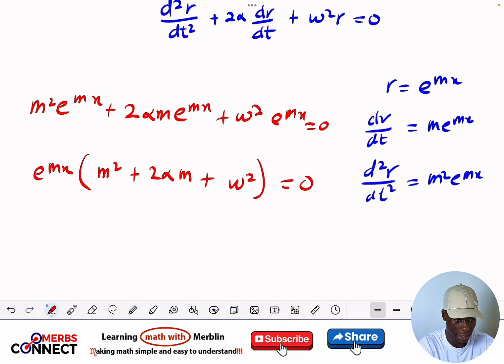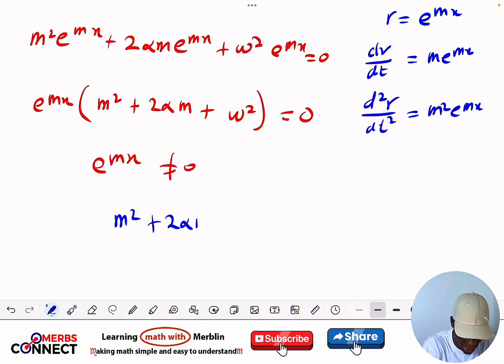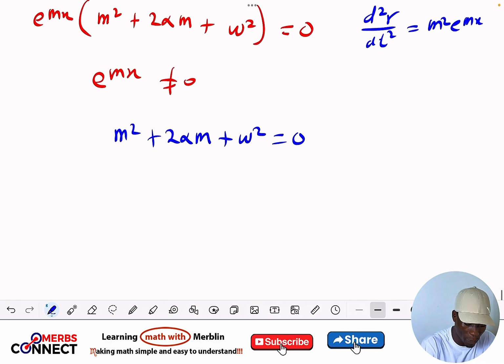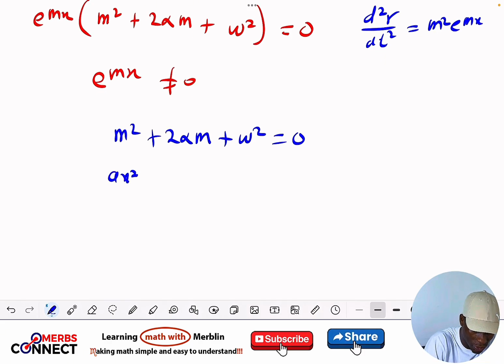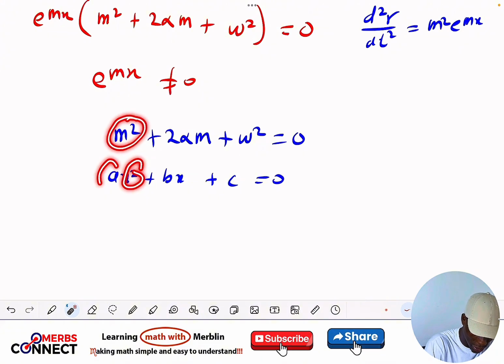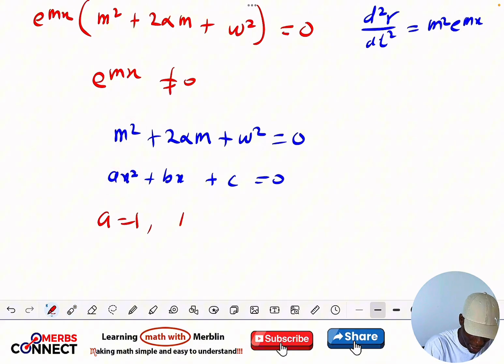So let us get our characteristic equation by saying that e to the power mx is never 0, and we are going to have m squared plus 2 alpha m plus omega squared equal to 0. Now here we need to find the roots. We need to use the quadratic formula because we don't have exact values for this. When you compare this to the quadratic, which is ax squared plus bx plus c, we can see that the coefficient of m squared is 1. So a is 1, b is equal to 2 alpha, and c is equal to omega squared.